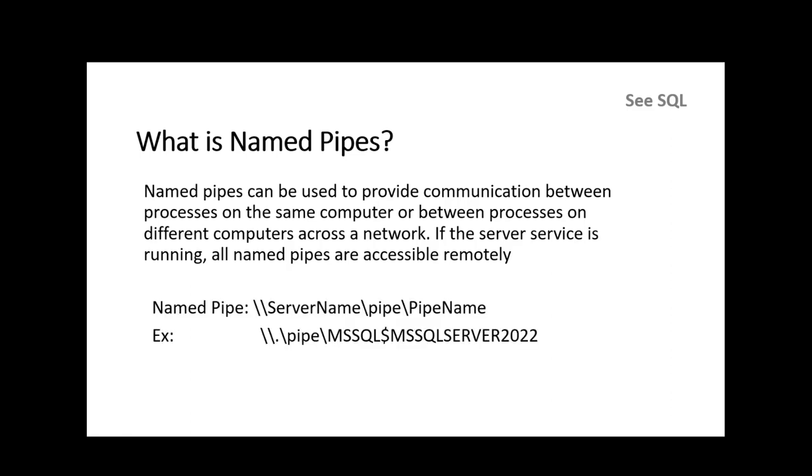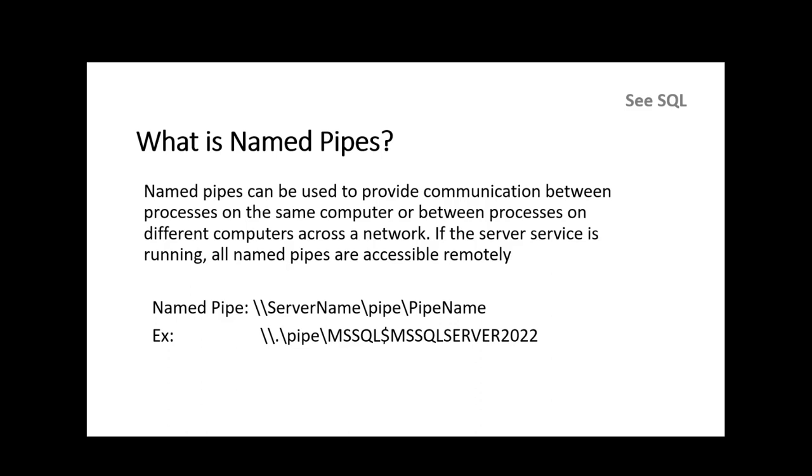Here is an example for named pipes. We can see it in the Configuration Manager. By default, this will be available. Here you have the server name, pipe, and pipe name. The server name indicates the name of the server and the pipe name indicates the database instance. Additionally, you can see the SQL/query with this pipe name. Hope you got an idea about the named pipes protocol.